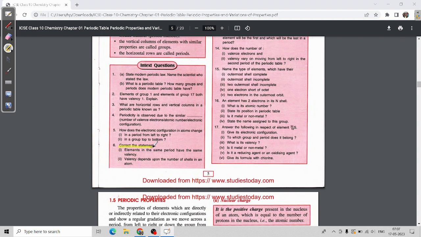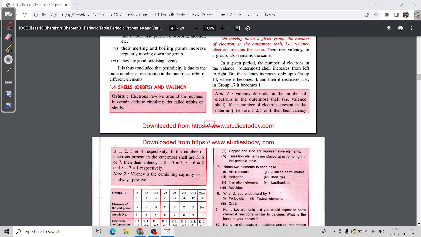Correct the statements. Elements in the same period have the same valency. No, elements in the same group have the same valency. And second, valency depends upon the number of shells in an atom. No, it depends on the number of valence electrons in an atom. Okay, this is necessary, and the teacher can ask it in the exam.